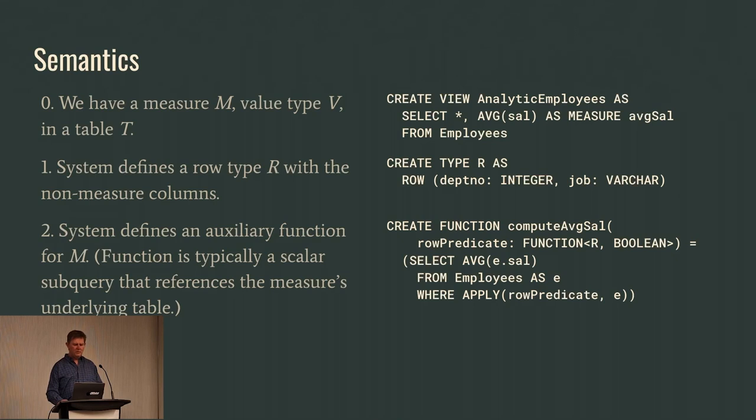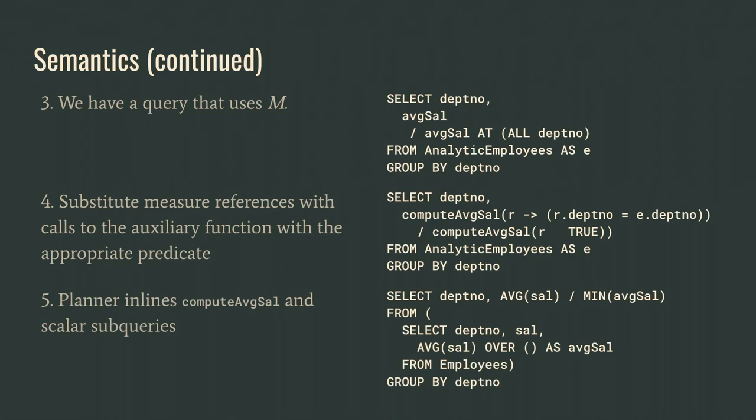But the basic idea is that each of these measures, you can think of as a function, compute average salary, that has a predicate. And the predicate represents the current subset that I'm interested in. So all customers with three dogs and fewer than two cats is an example of a predicate. And when I use this, it'll probably turn into a scalar subquery, a query on that table with that exact predicate. But the person using this doesn't know what's happening. They just know that they're getting the right answer for their predicate, for their measure.